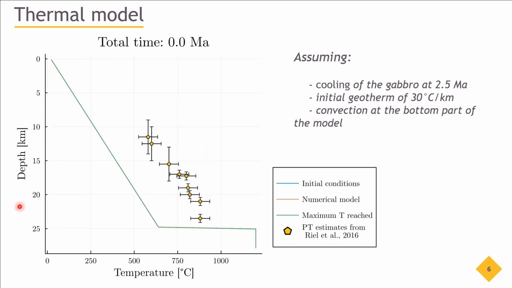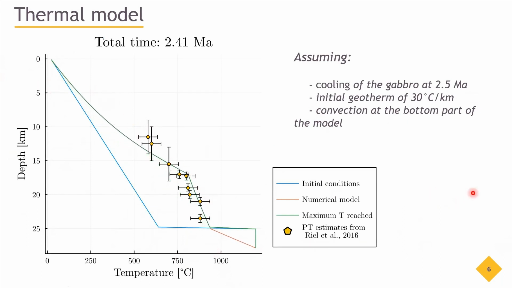So this is the depth versus temperature. We have the initial profile here, so we consider a classical thermal gradient, and we have the intrusion of our gabbro, which has 1,250 degrees. And what we have as constraint here are the PT estimates that were defined by Riel in 2016. And so we consider this is the peak temperature recorded by the rocks. So the idea for our model is to pass through these points and the maximum temperature.